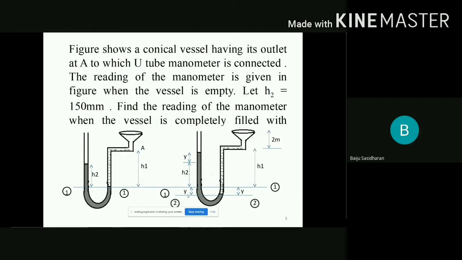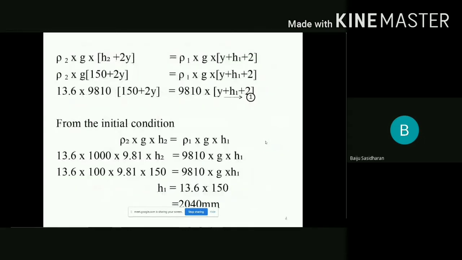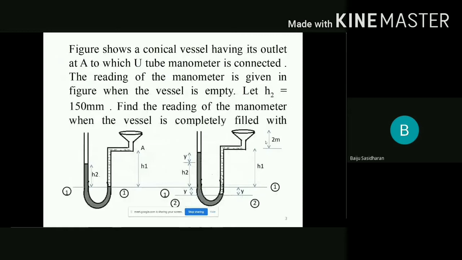With reference to this line, that is 2-2, what will be the right side? It is ρ1 into g into y plus ρ1 into g into h1 plus ρ1 into g into h2. It is very simple. So left side is equal to right side, and based upon that you have to find out the parameters asked in the question. I think it is clear to you.